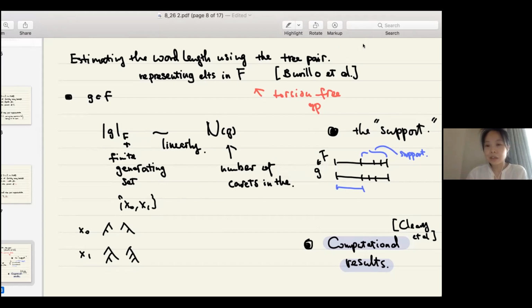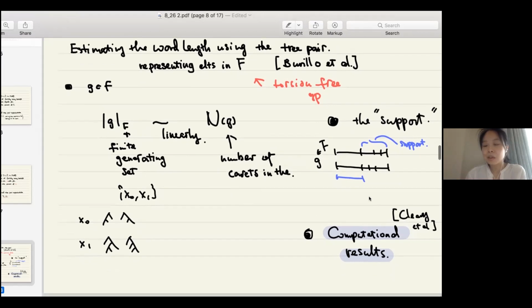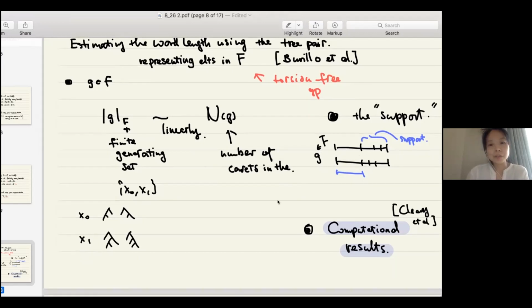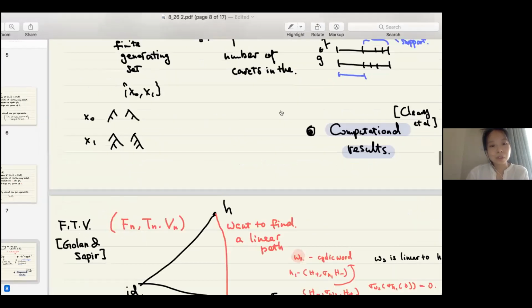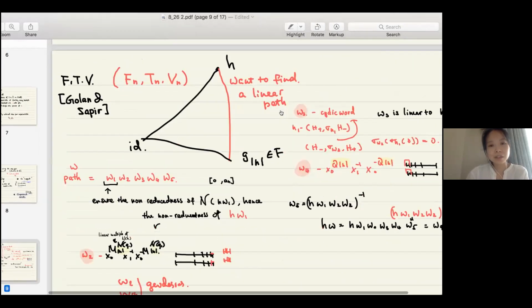And I also need to mention the support here. Thinking of the group element of Thompson's group as a map from an interval to an interval, the part that it changes is actually the support. So we're going to use these notions for the proof, which I've written down on the next slide.